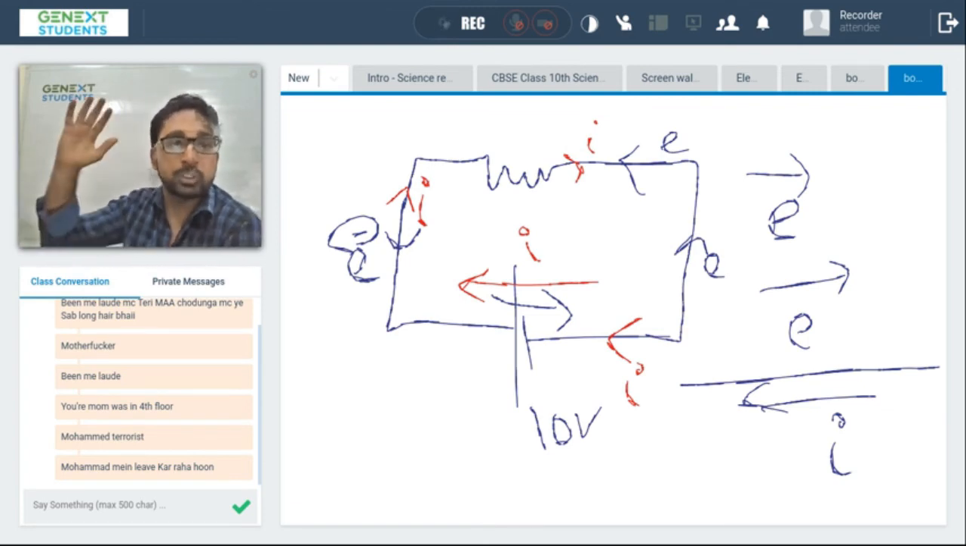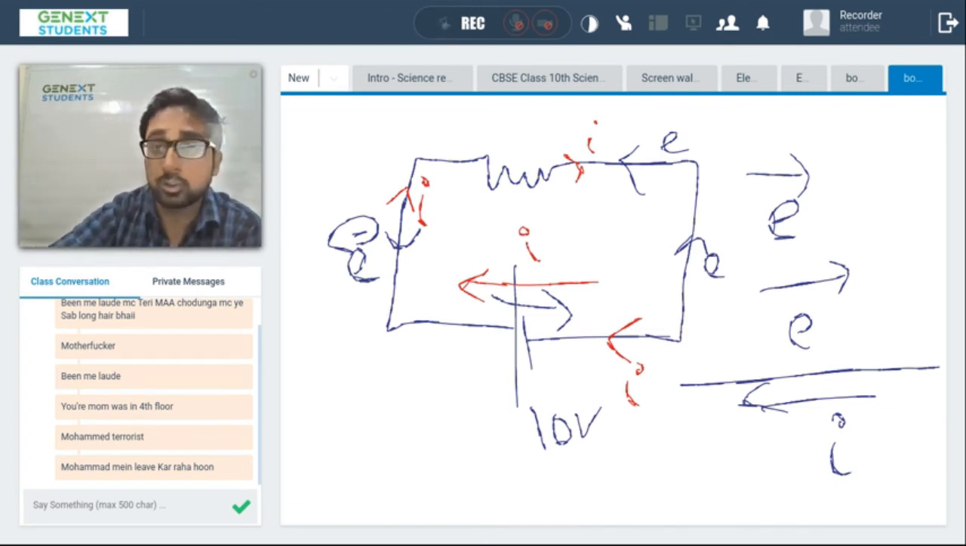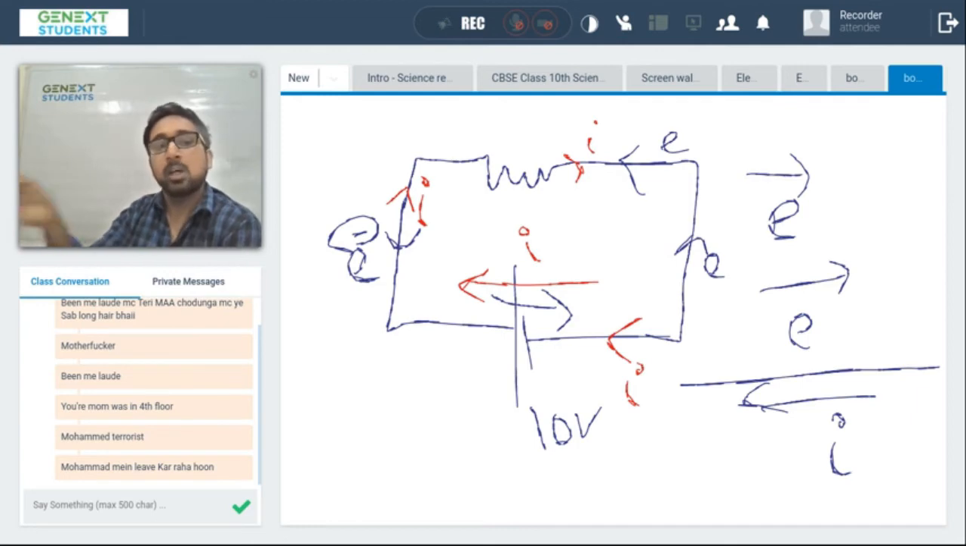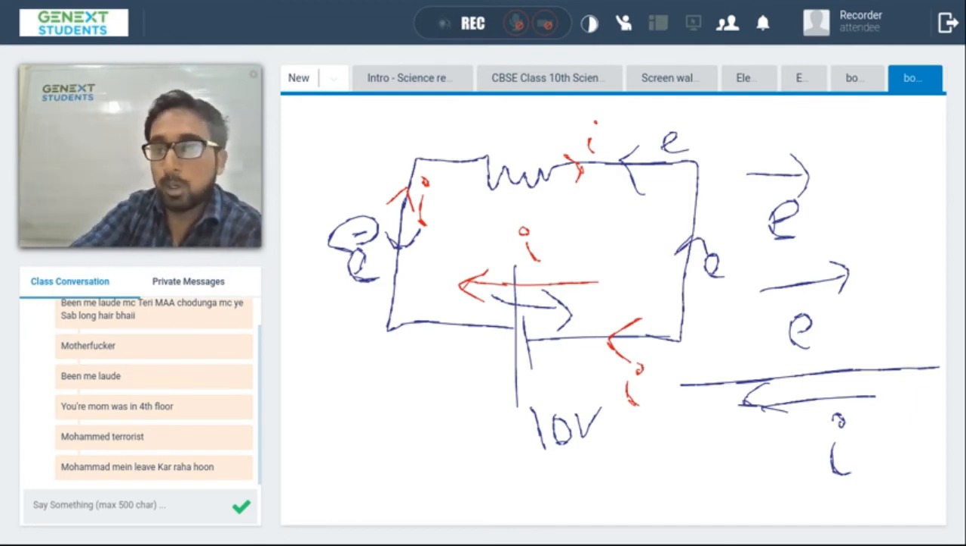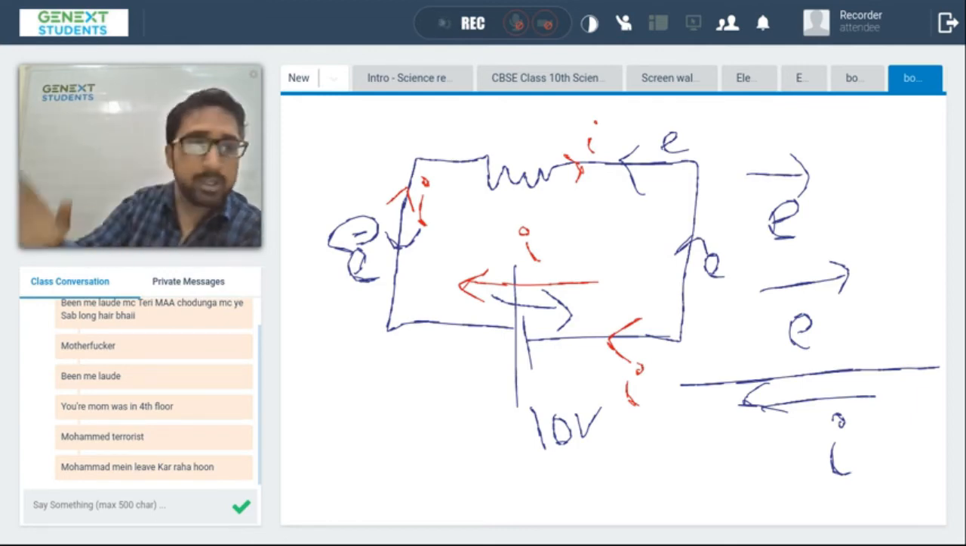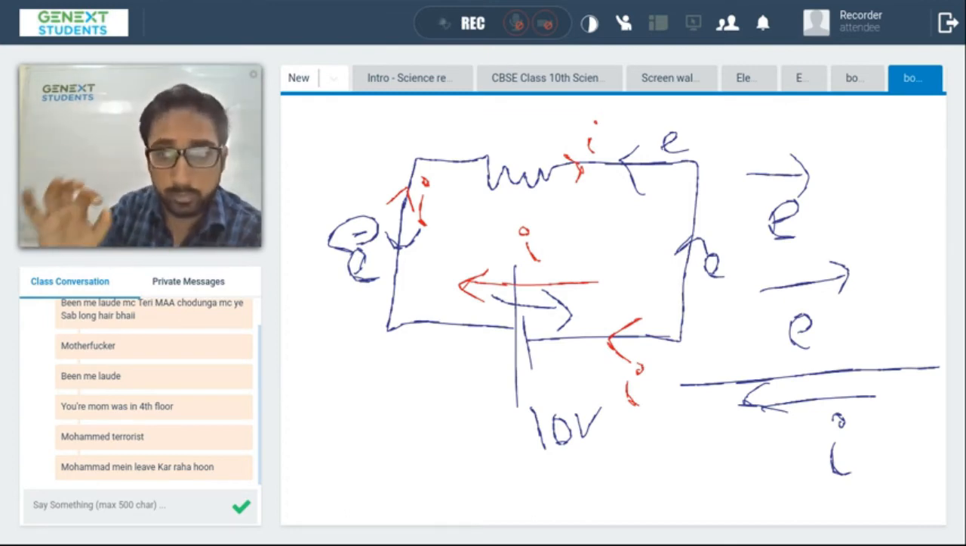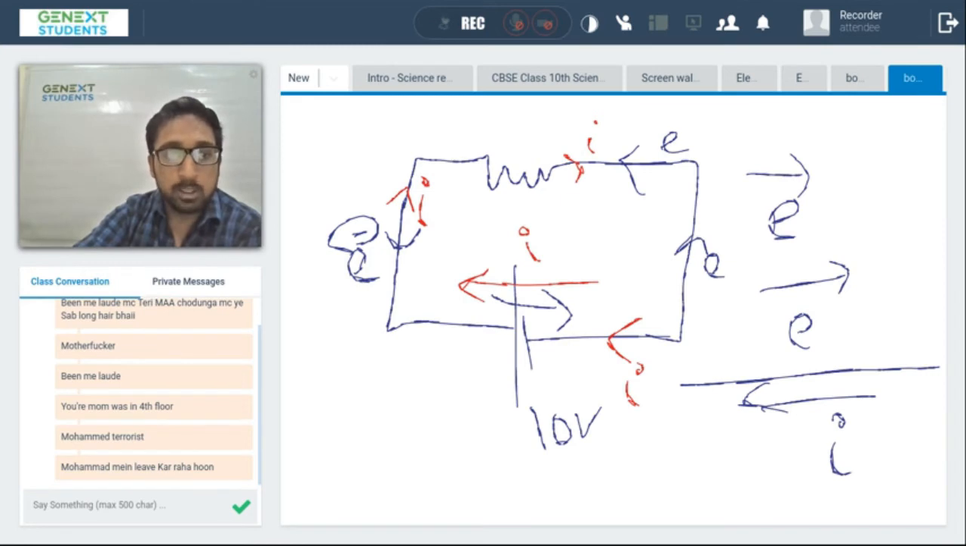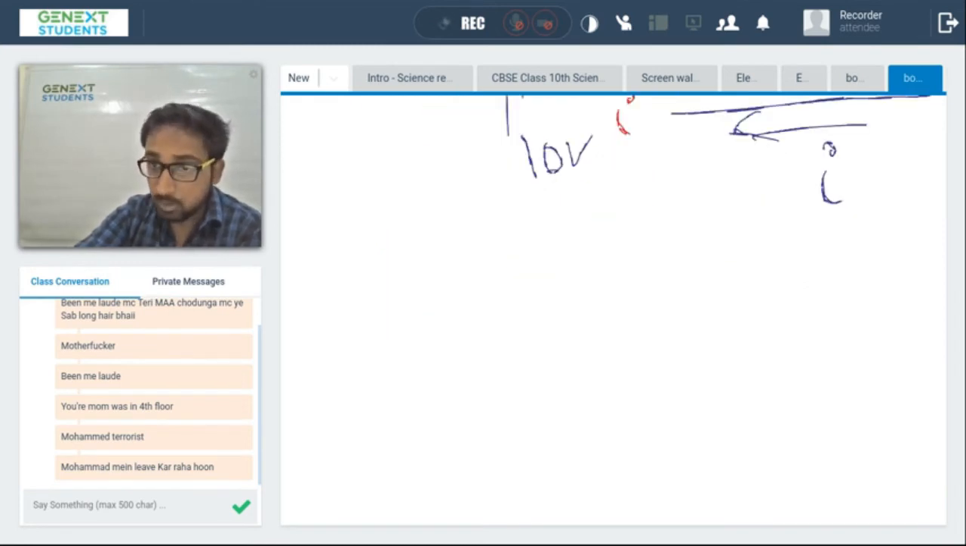The current has to be in the opposite direction of the flow of electrons, right? Current is the flow of electrons only, but we take it in the opposite direction. I think the sign convention is very clear. If you have any doubts, do ask me. Okay, let's come back to this point.